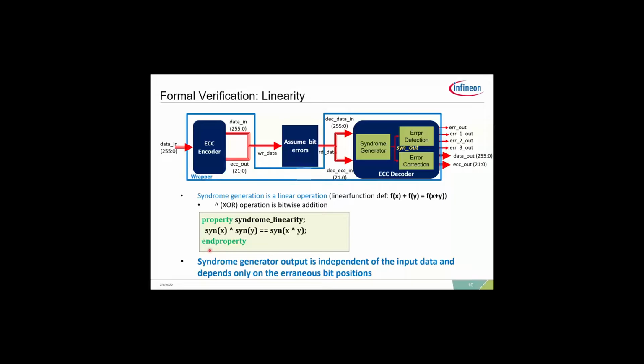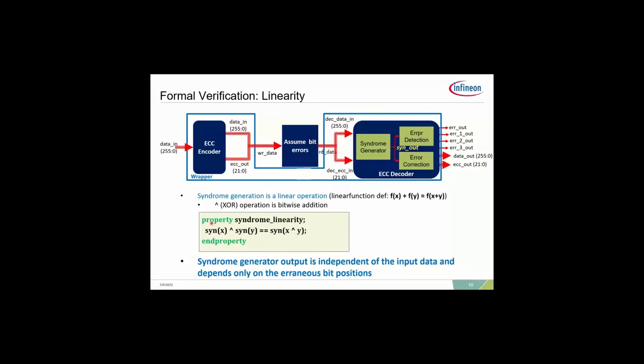The second important property of the syndrome generator is that it implements a linear operation. So what is a linear operation? Here is the definition: if f of x plus f of y is equal to f of x plus y, then we call such a function a linear function. If you think about the syndrome generator, it's basically implementing some XOR operation. Let's assume x is an arbitrary input vector and y is another arbitrary input vector. We could actually prove this property, which is syndrome of x XOR syndrome of y is equal to syndrome of x XOR y.